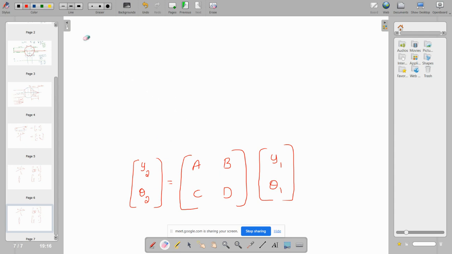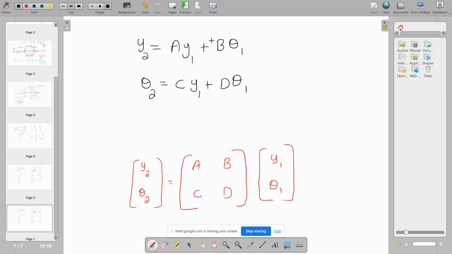So I can say that y2 is equal to a y1 plus b theta 1, and theta 2 is equal to c y1 plus d theta 1.